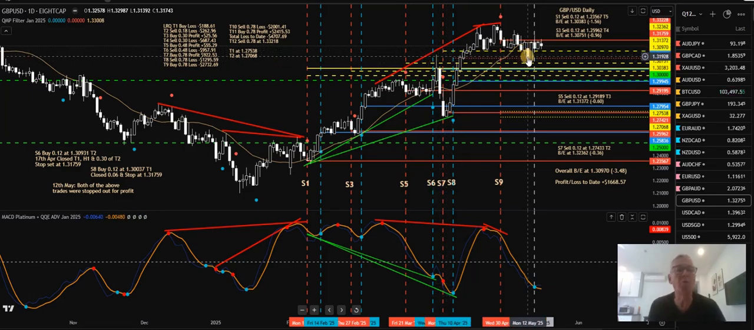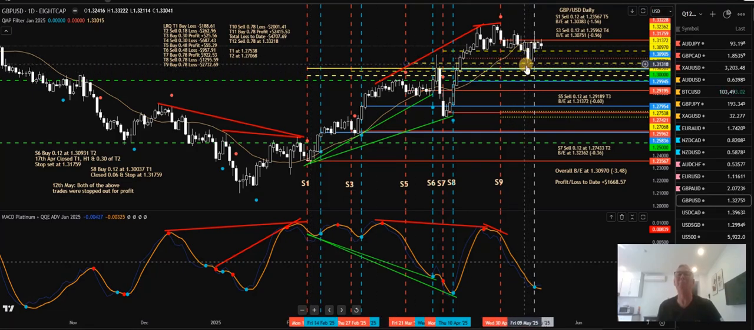I think that was the 12th of May. But looks here, 12th of May. Both of the above trades were stopped out for profit. So good profit on them. So we've added some profit to my overall. We're still in a loss recovery. The last trade was this sell here, and it's just going nowhere fast. The overall break even for all trades is here. So we got very close to it.